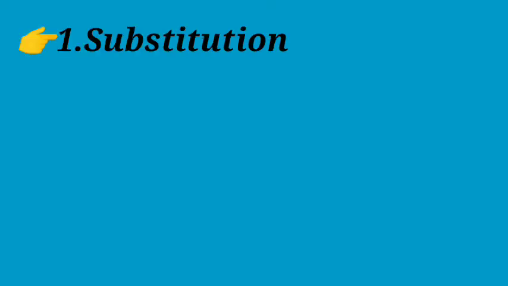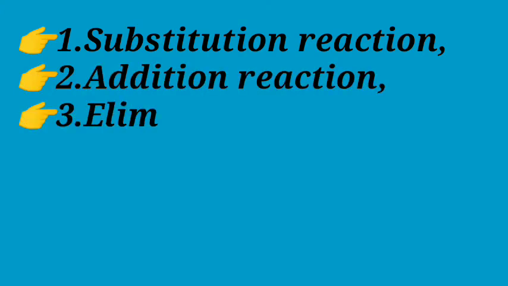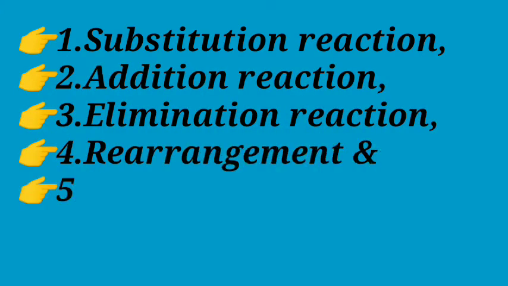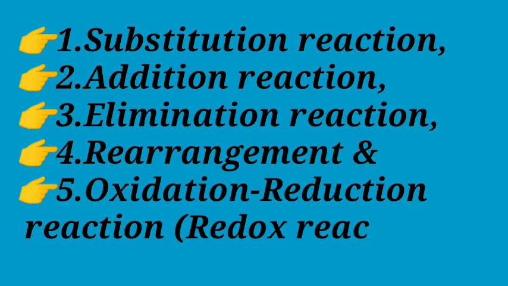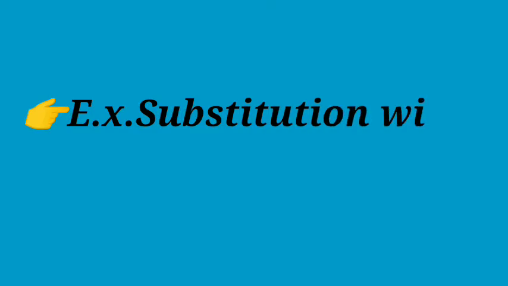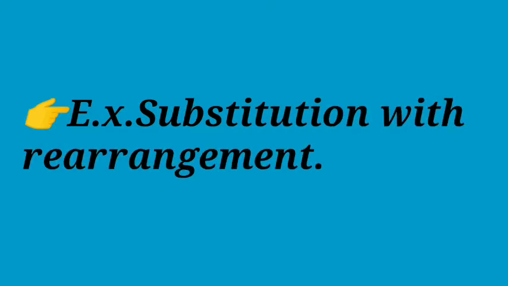They are as follows. First is substitution reaction, second addition reaction, third elimination reaction, fourth rearrangement, and fifth oxidation reduction reaction, that is redox reaction. However, a given reaction may fall in more than one category. For example, substitution with rearrangement.